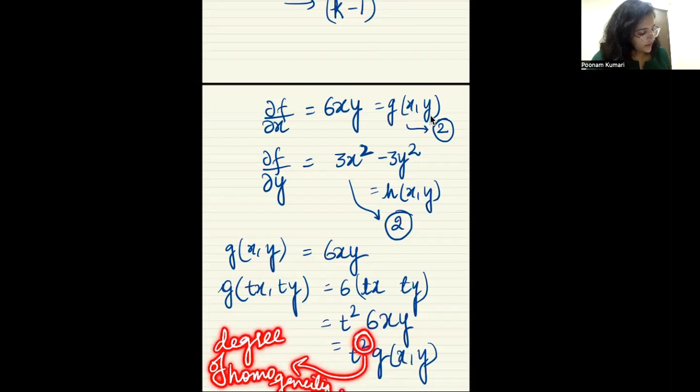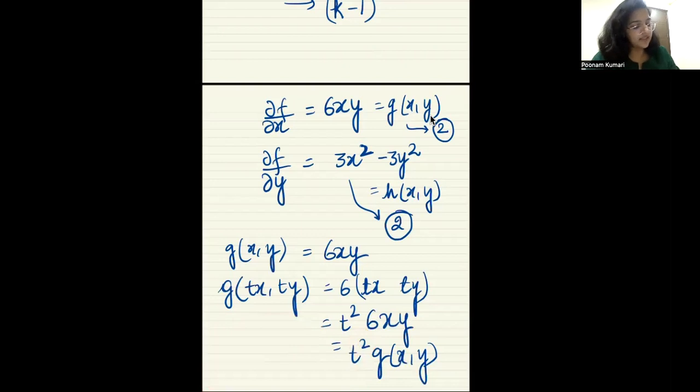So the partial derivatives that we've seen, this one and this one, are both homogeneous of degree k minus 1. K was 3, so k minus 1 is 2. So we have seen that the degree of homogeneity is 2.